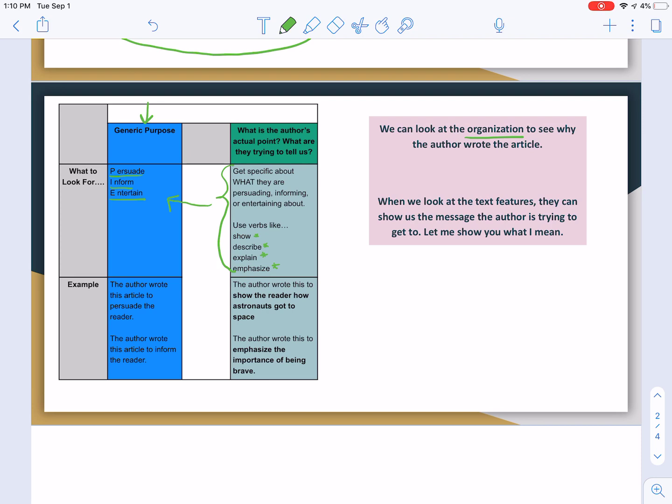We're also going to focus more closely on smaller details. So instead of just saying that the author wrote this to inform or entertain, we're going to elaborate by saying things like the author wrote this to show the reader how astronauts got to space. Or an example from another text, the author wrote this to emphasize the importance of being brave. By using a stronger description like this, we can usually get to the bigger purpose, and we'll be able to prove it very well because we've looked so closely at the details.